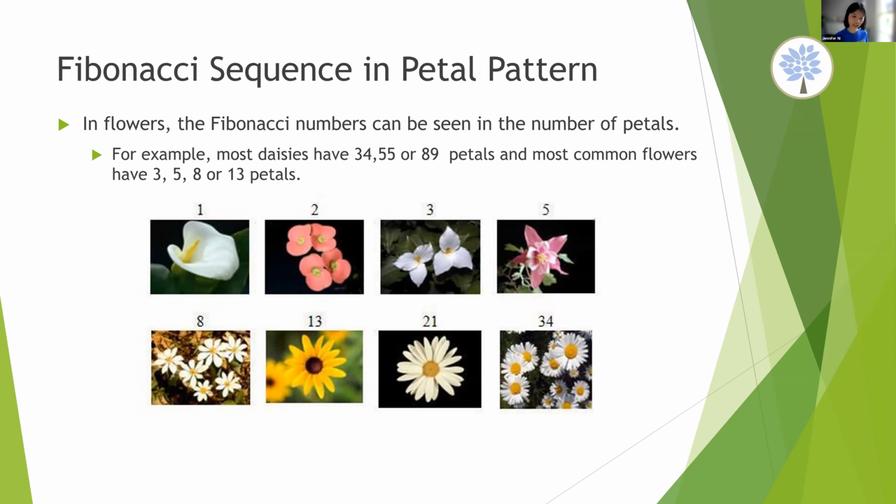and going back to the Fibonacci sequence. In flowers, the Fibonacci numbers can be seen in the number of petals. For example, most daisies have 34, 55, or 89 petals. Most common flowers have 3, 5, 8, or 13 petals, all of which are Fibonacci numbers.